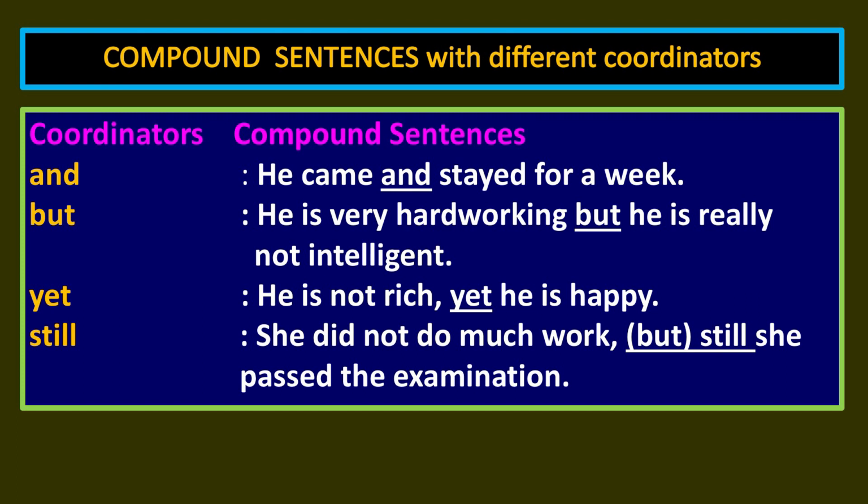So, my dear students, please remember, look at the screen, look at the example: when we use 'yet', we have to give one comma. He is not rich, yet he is happy. She did not do much work, still she passed the examination. Here too, look, there is a comma, right.